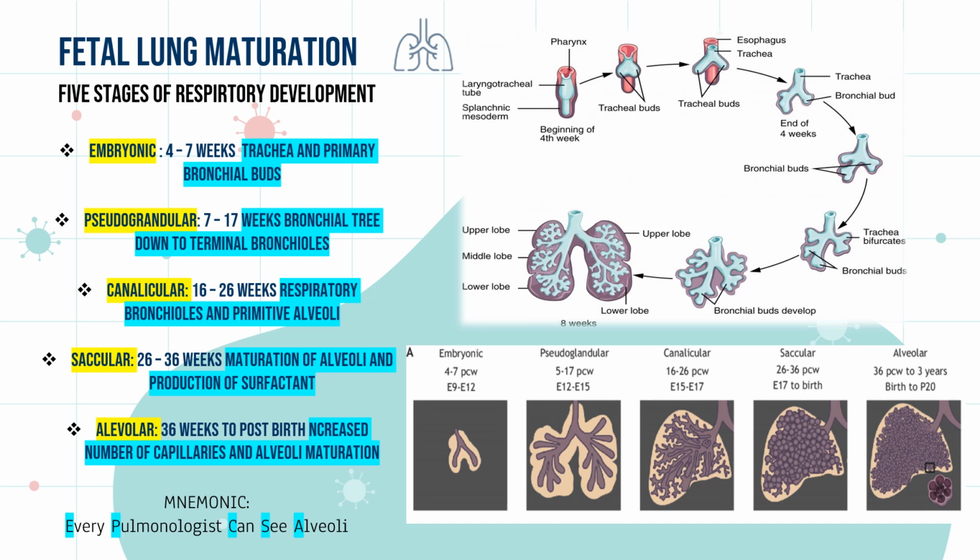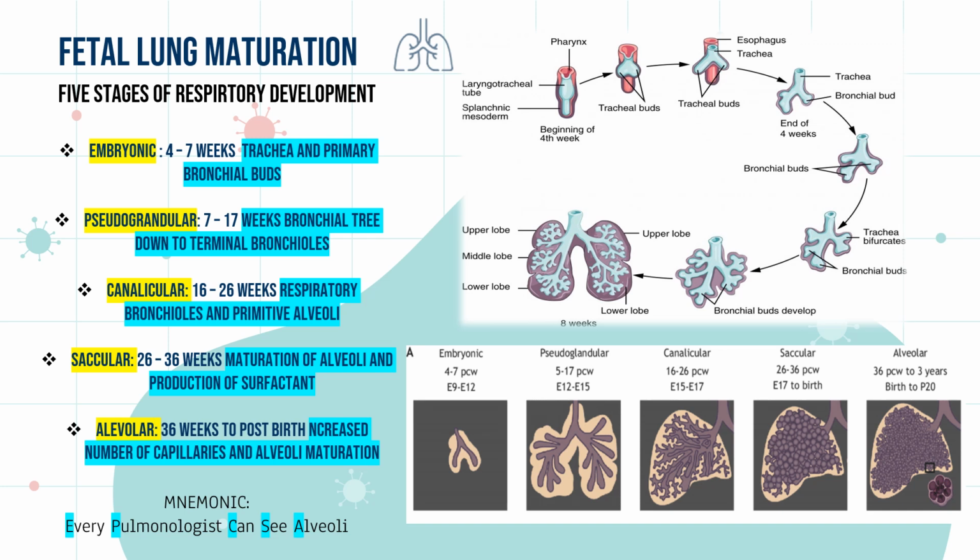The next stage is the pseudoglandular phase. This is roughly 7 weeks to 16 weeks. The bronchial tree branches extensively, beginning to form secondary and tertiary bronchial buds, beginning the glandular structure with no recognizable alveoli. Not just yet.